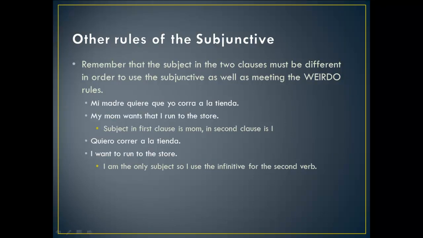Now when I say quiero correr a la tienda, I want to run to the store, I am the only subject, so I use the infinitive for the second verb, okay? I don't need a "that," I don't need anything else in there. There's no doubt, there's no second subject. It's just me. I'm the only one who's doing the action.